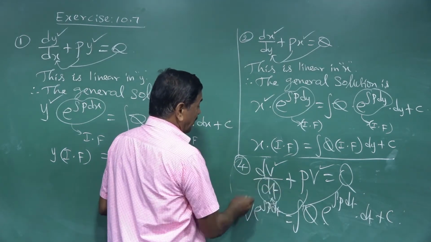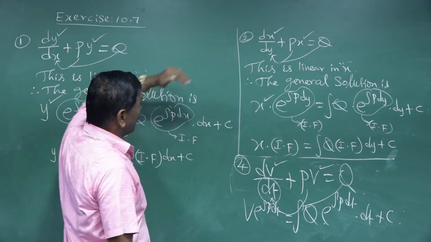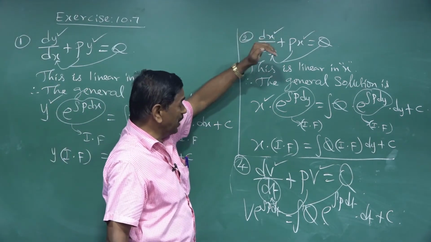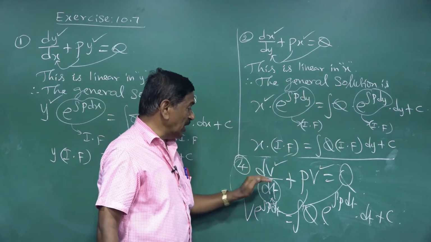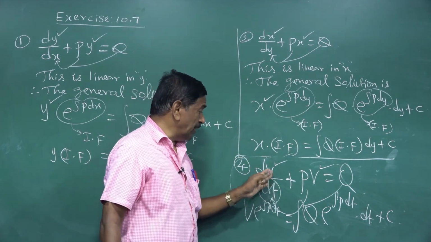Here v is the variable and t is the variable. See, the first formula: x variable, y variable. Second formula: x variable, y variable. Now the fourth one is v variable and t variable. That's all. And v variable, t variable.